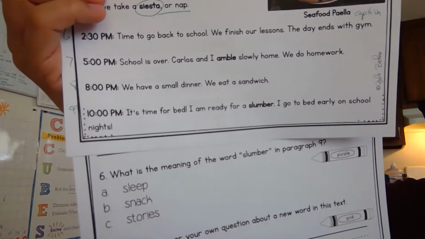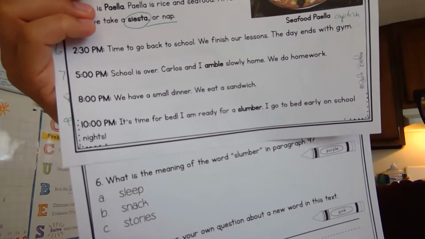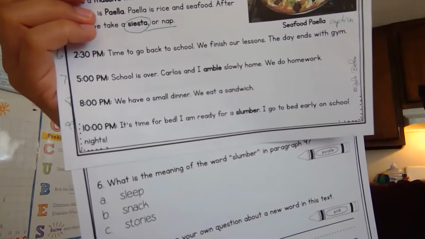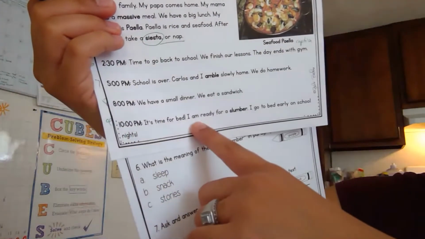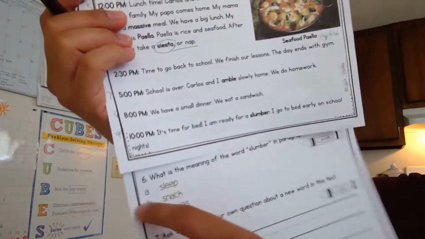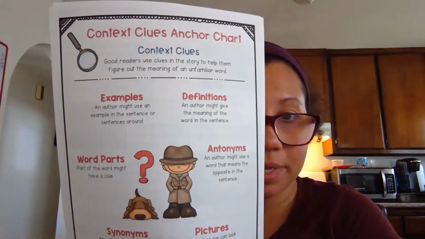I agree, both of you, because it's nighttime. See if we get Soraya to jump in. And there you go. Good, we all got it. So 10 p.m., it's time for bed. I am ready for a sleep. Because it's nighttime. So using it as an example. Bada bing, bada boom. Cool beans. So we were using context clues to figure out word meanings of unfamiliar words.